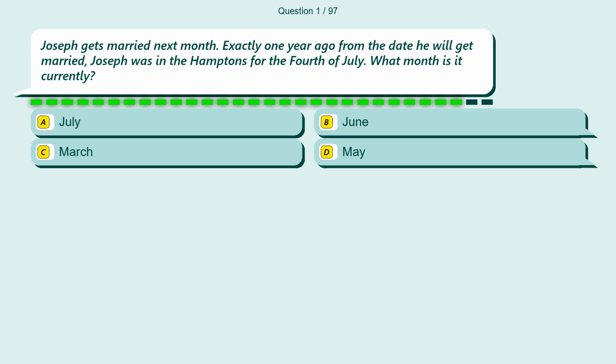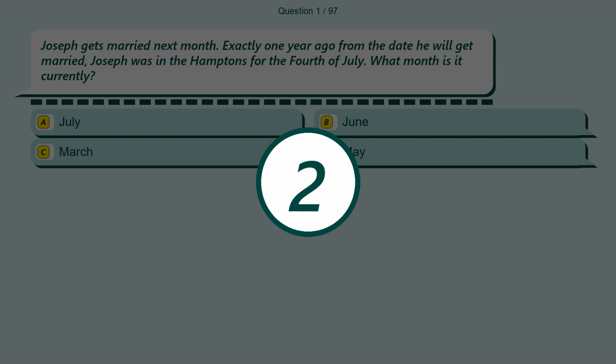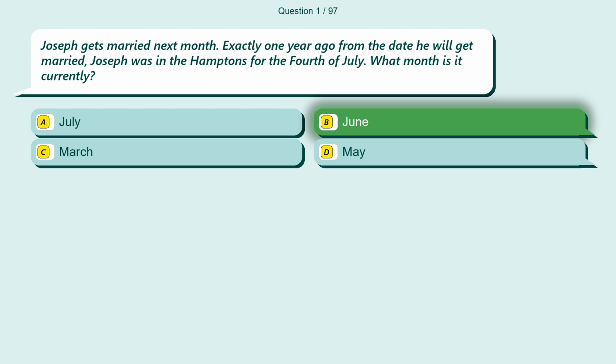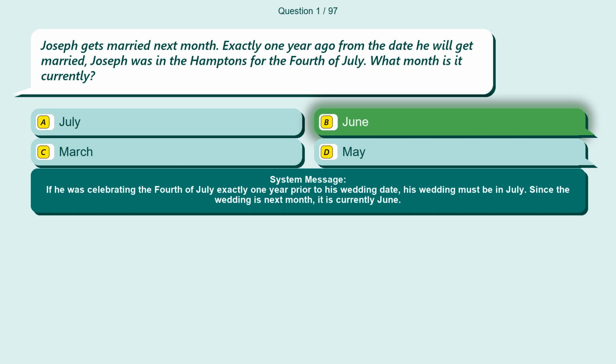Question 1. Joseph gets married next month. Exactly 1 year ago from the date he will get married, Joseph was in the Hamptons for the 4th of July. What month is it currently? Option A, July. Option B, June. Option C, March. Option D, May. The correct answer is option B, June. If he was celebrating the 4th of July exactly 1 year prior to his wedding date, his wedding must be in July. Since the wedding is next month, it is currently June.